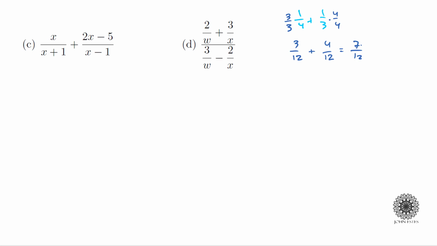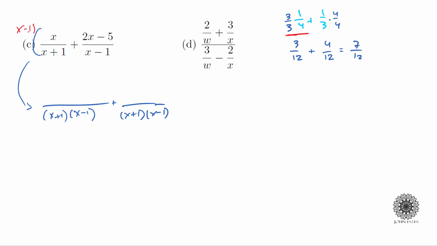Okay, so for part C, I need to do a similar thing. What my common denominator here is going to be x plus 1 times x minus 1. I already know that. So I'm going to go ahead and put that in on both of these. Now the question is how do I get from this to that denominator? Just like over here, I had to multiply the missing piece, the 3 over 3. Here I need to multiply in x minus 1 over x minus 1.